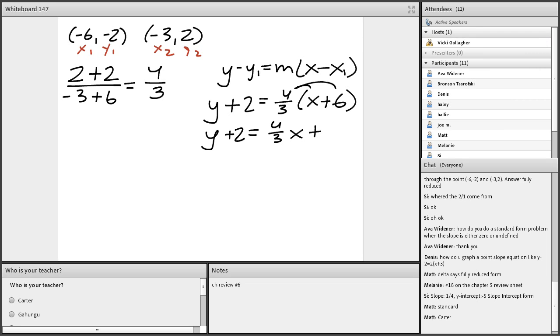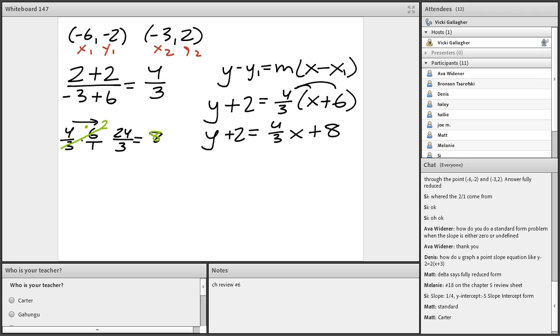And then 4 over 3 times 6. You can make this a 6 over 1, and you can either multiply straight through, which would be a 24 divided by 3, which simplifies to 8, or you can do cross-canceling. 6 divided by 3 is 2, and 4 times 2 is 8. Either way, that turns into an 8.